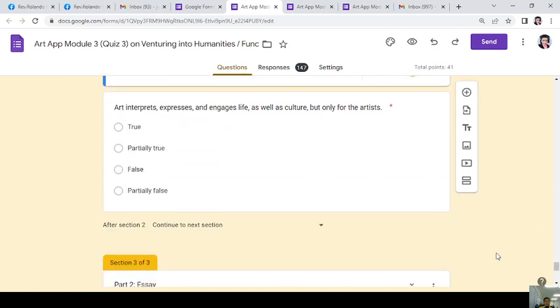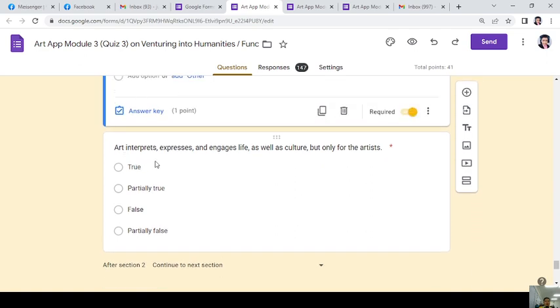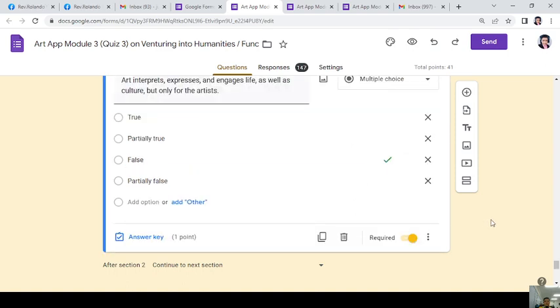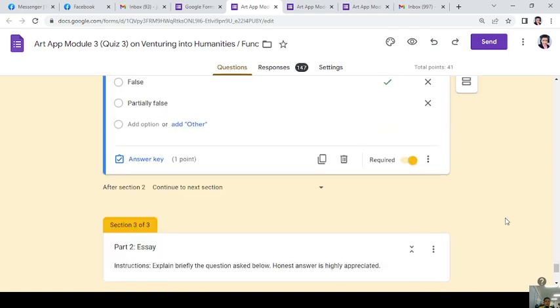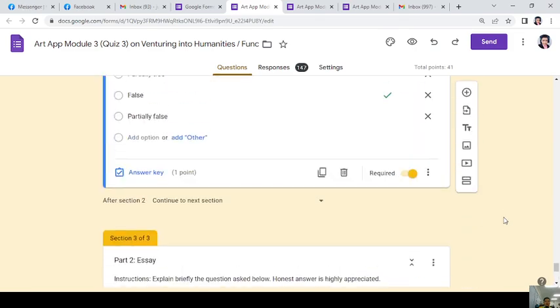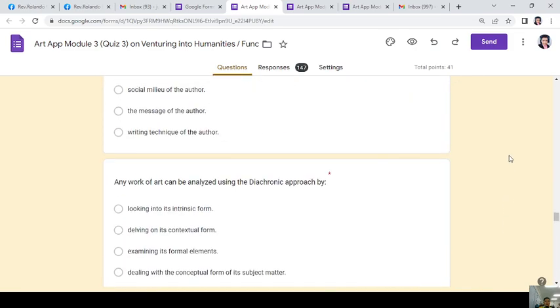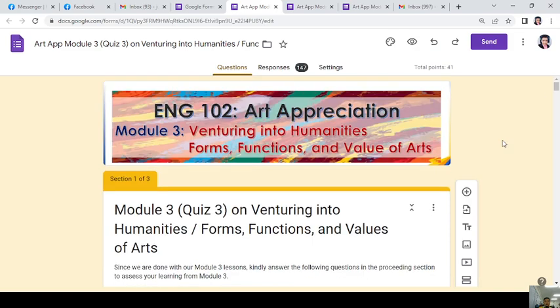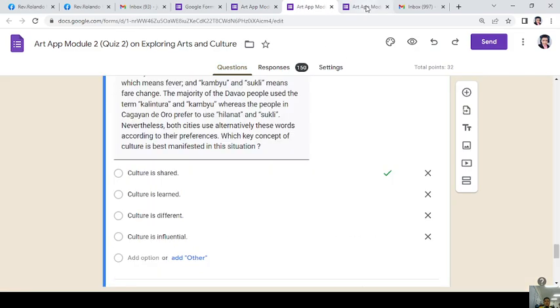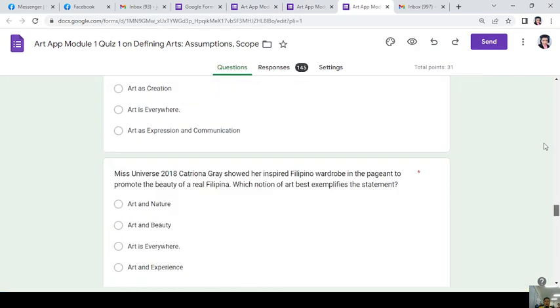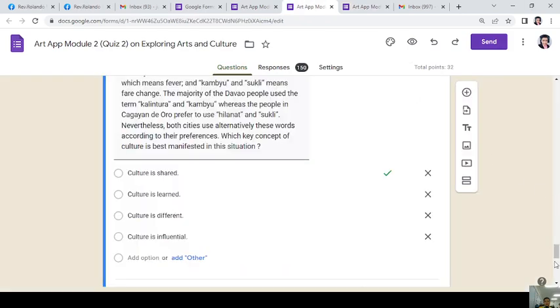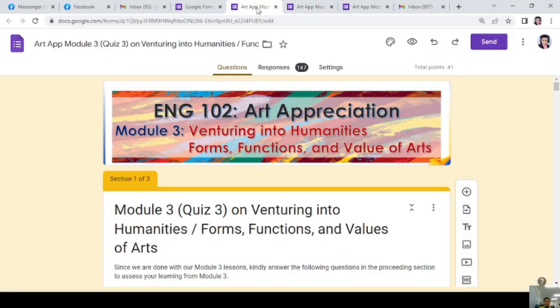Last, I think, art interprets, expresses, and engages life as well as culture, but only for the artist. Is that true, false, or partially false? Correct. It's false. So that ends our rationalization of a particular quiz from quiz 1, quiz 2, and quiz 3.